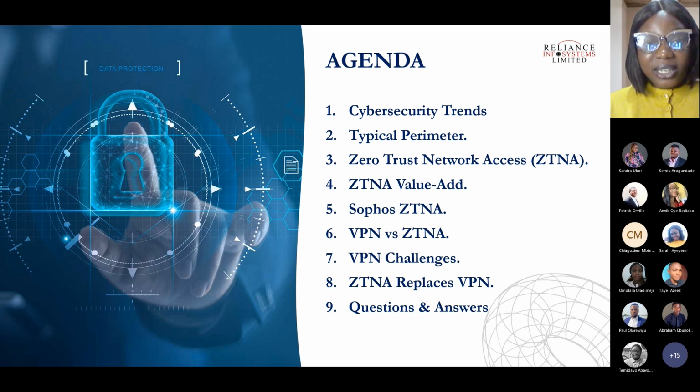We'll be spotlighting the Sophos ZTNA, and then we'll take a cursory look at virtual private network and ZTNA, and how ZTNA helps us to protect your organizations beyond the security risk and limitation that is peculiar to virtual private network. And after that, we have a question and answer segment.